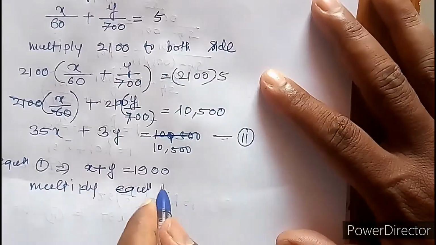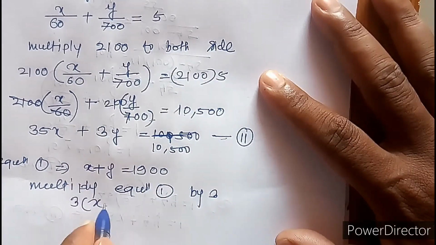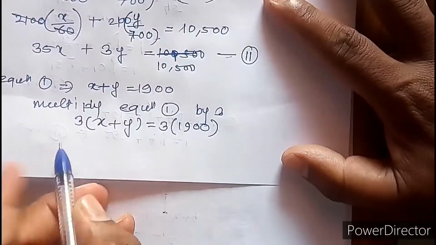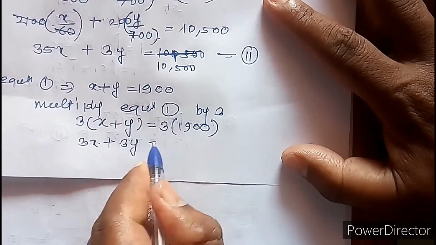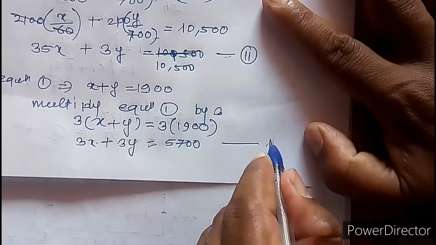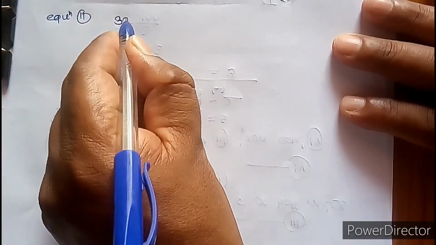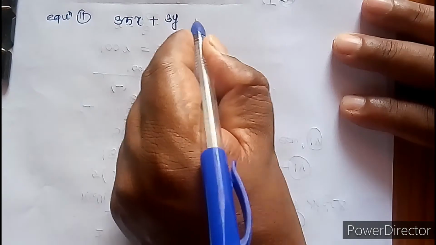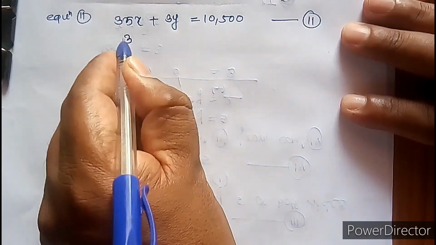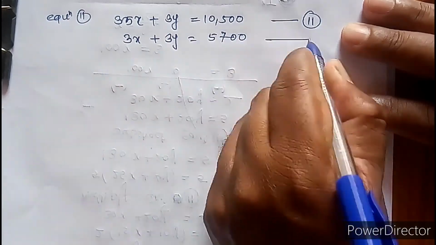Multiply equation 1 by 3, then here the coefficient of y will be 3. Now here 3 into x plus y equals 3 into 1900, multiplying 3 on both sides, we get 3x plus 3y equals 3 into 1900, it will be 5700. This is equation number 3. We have two equations, that is equation 2, 35x plus 3y equals 10,500, and equation number 3 is 3x plus 3y equals 5,700.